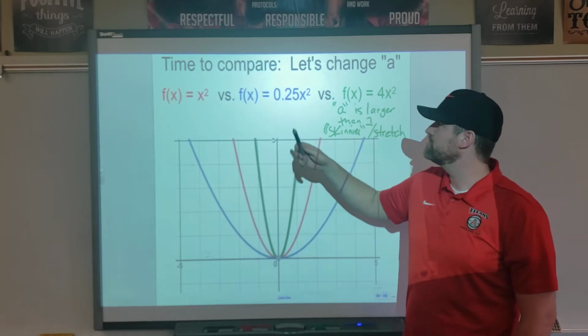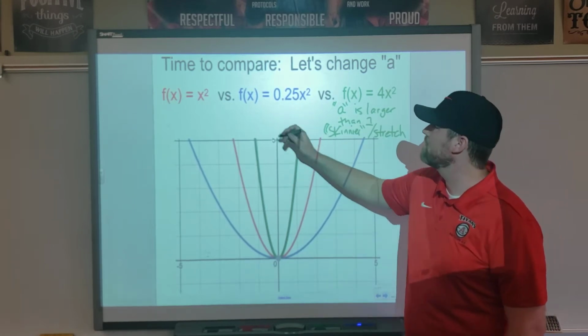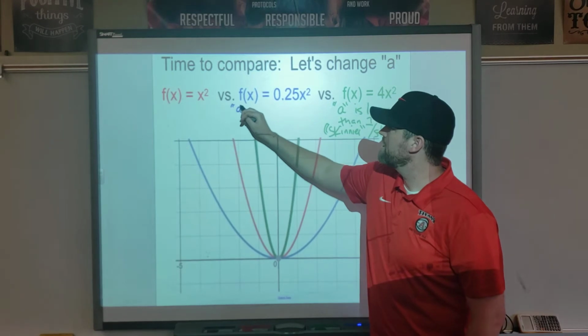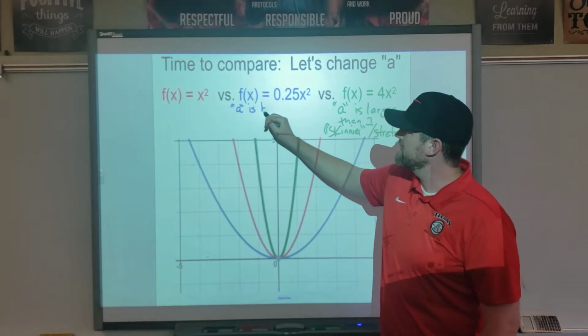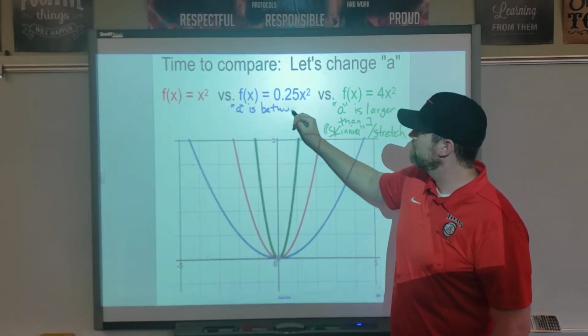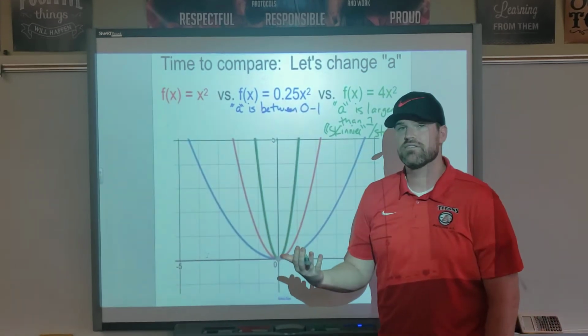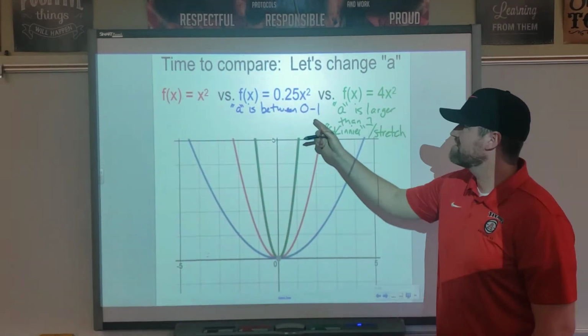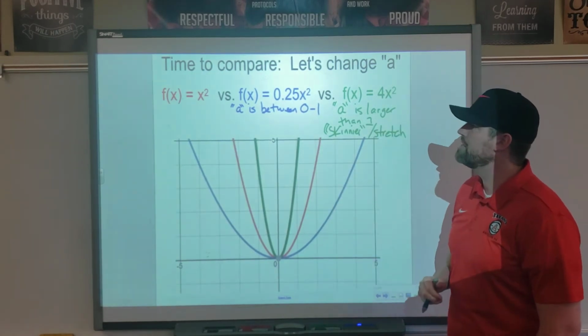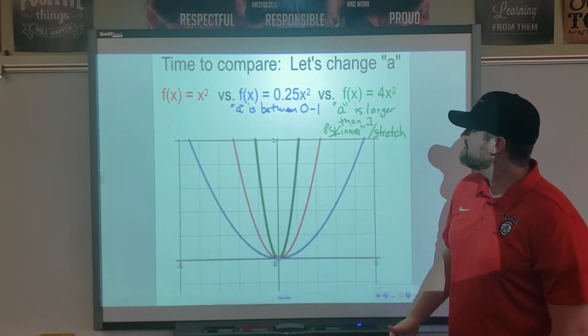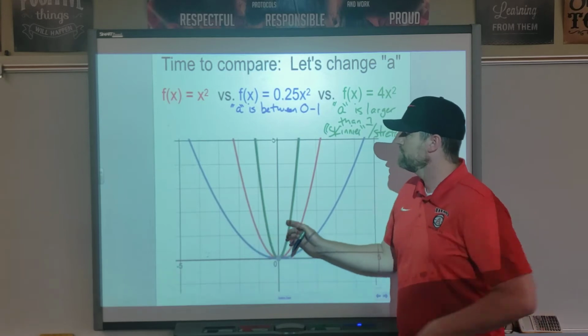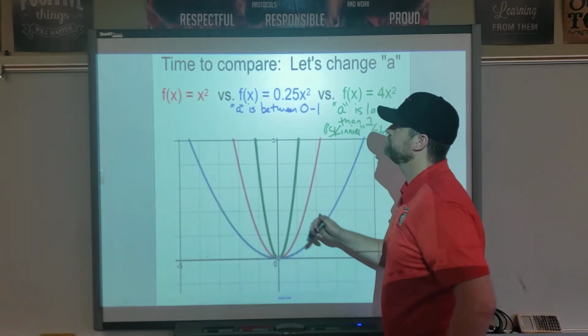If you look at the blue one, the blue has an a value that is less than 1. Not negative, right? It's between 0 and 1. It's not 1, it's smaller than 1. It's not 0, it's bigger than 0. It's somewhere in between. So if your a is in between 0 and 1, your graph gets wider.